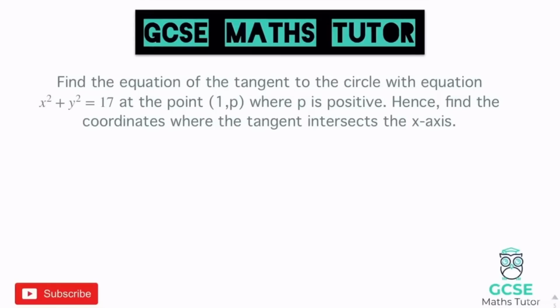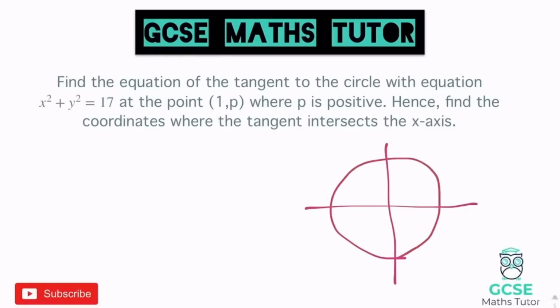So we're going to take this in steps, but let's have a think about what this would look like to start with. So we know it's a circle. We know its centre is (0, 0), so we can draw a little sketch, even if it's not very good. There we go. And we can think about where this coordinate is. So (1, p), where p is positive, is going to be over here in the positive quadrant there. So let's have a look.